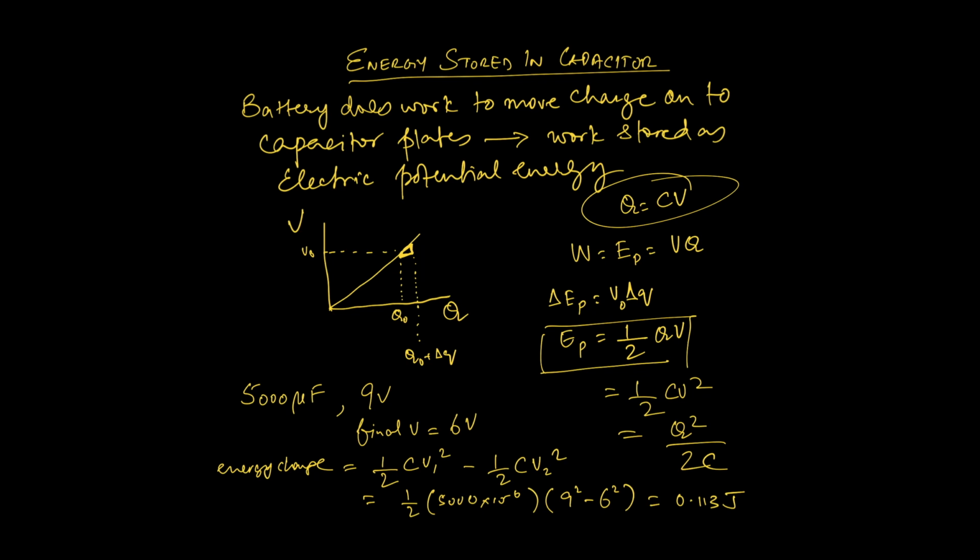Please note that V1 squared minus V2 squared is not equal to V1 minus V2 all squared. It's a common mistake that people make. Just be careful, and make sure you are doing your algebra correctly. So that's how you would calculate the energy that can be stored on a capacitor.